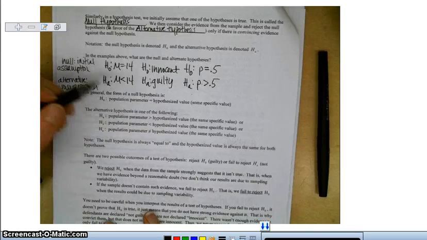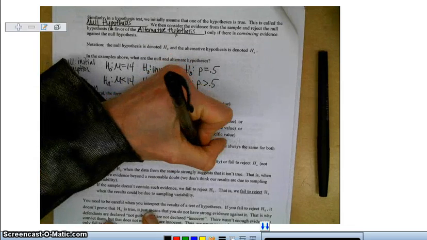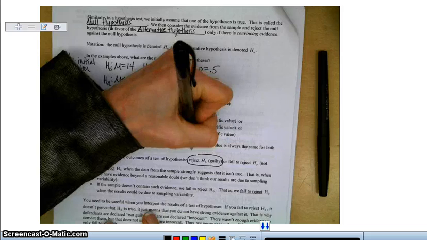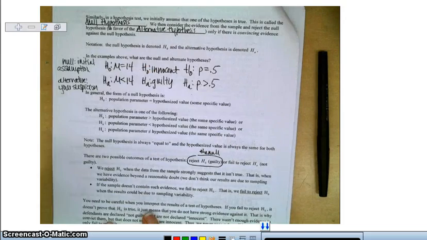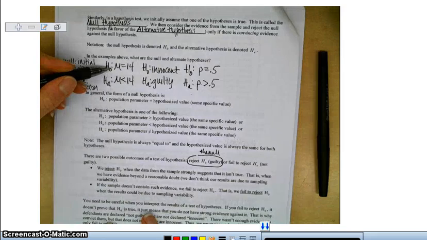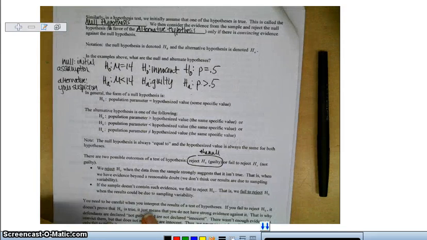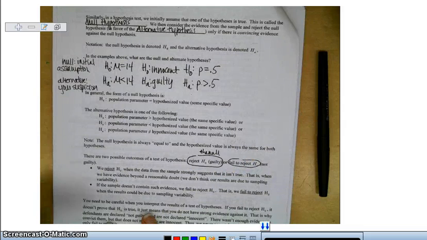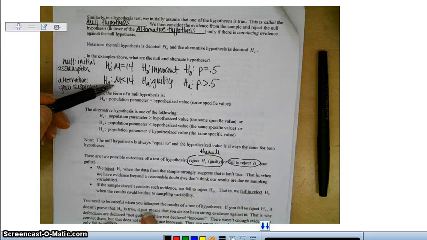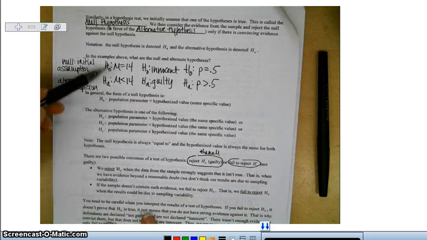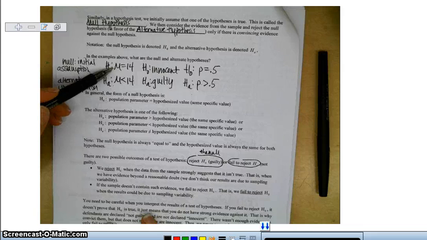So there are two possible outcomes of a test of hypotheses. The first outcome is you could reject the null. Or fail to reject the null. So if I reject this, then I'm in favor of this. If I fail to reject this, then I'm saying that the null is actually what we believe to be true.